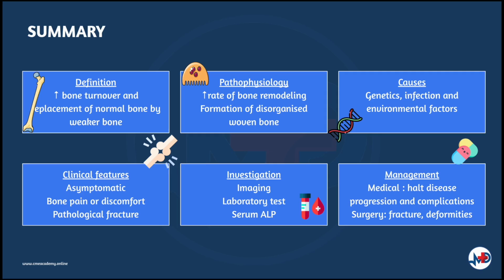Let's summarize. Paget's disease of the bone is characterized by increased bone turnover and replacement of normal bone by weaker bone. Paget's disease of the bone is a chronic bone remodeling disorder. A high rate of bone remodeling driven by excessive osteoclast and osteoblast activity results in the formation of disorganized woven bone that is weaker than a normal bone.